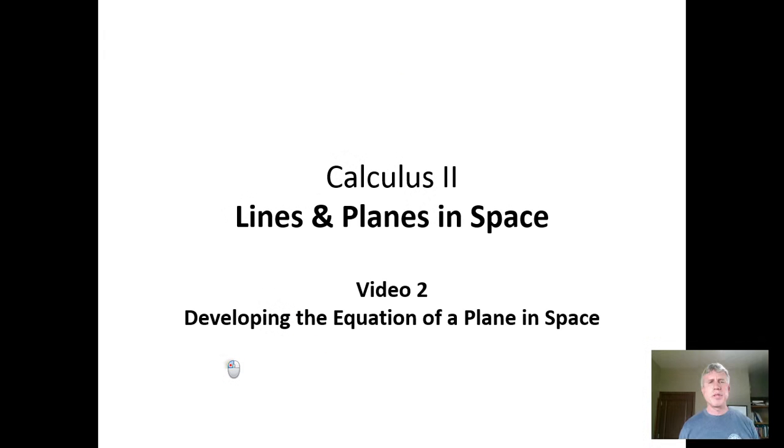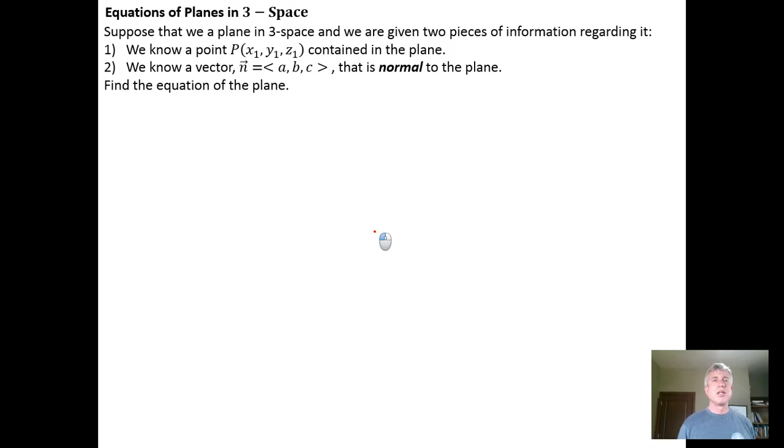So in this video we're going to develop the standard and general equations for planes in space. If we have a plane in three-dimensional space, we need two pieces of information regarding that plane in order to make its equation. The first thing we need to know is a point on the plane, and then we need to know a vector that is normal to the plane, where normal means perpendicular to the plane that we're interested in.